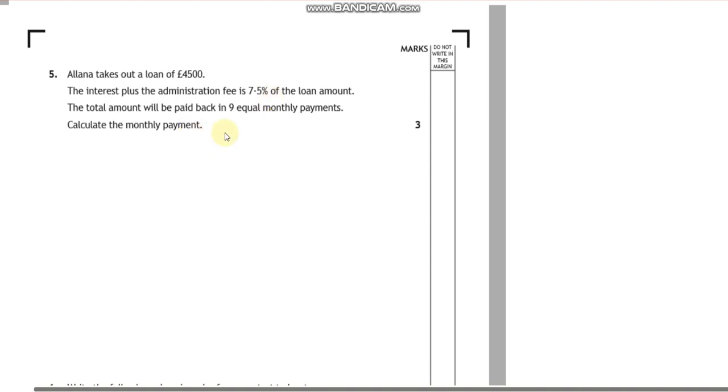So let's get started then. So 4,500. Alana, lovely name. Interest fee of 7.5, and then we're paying it back in 9 payments. So what this is saying is we're going to add on 7.5% to this, and then divide that by 9, and that's what we're paying back. So I'm guessing the marks will be split, working out this and then working out this.